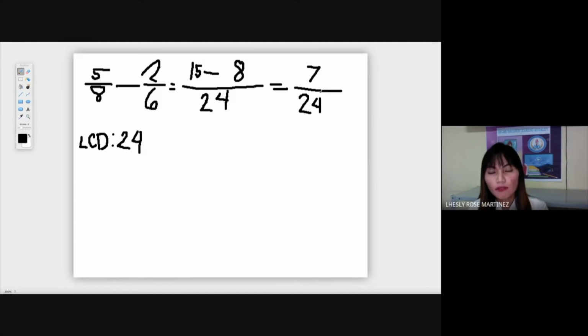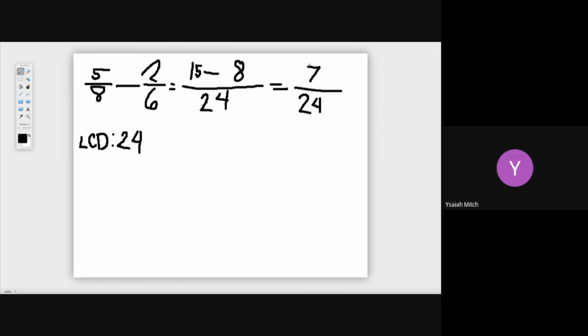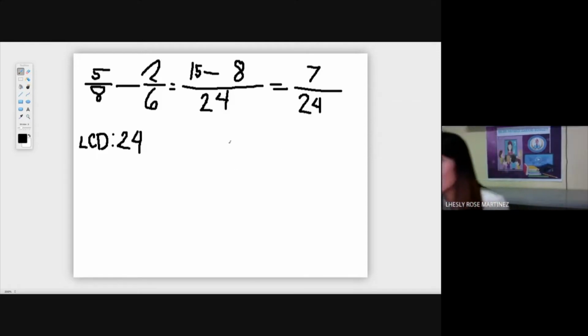Is 7/24 in simplest form? Lowest term na ba ang 7/24? Yes. Okay, sabi ni Anika, yes. Bakit naka-lowest term na po ang 7/24? Paano nyo nasabing naka-lowest term ang 7/24? Kasi po, sino yun? Si Isaiah. Bakit po naka-lowest term na yung 7/24?